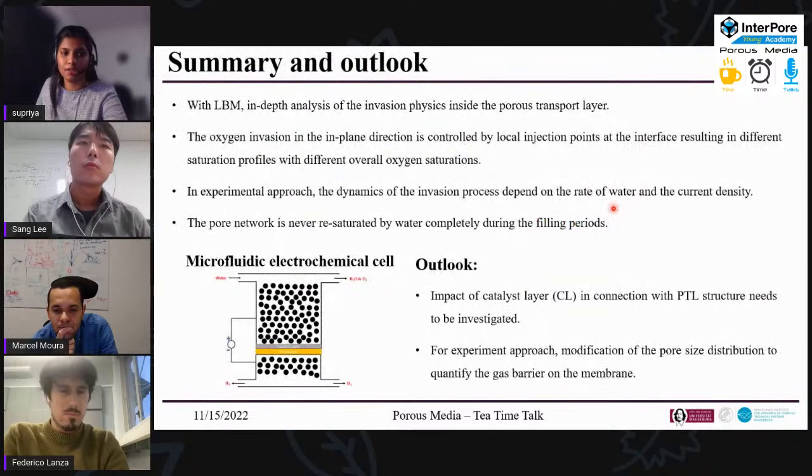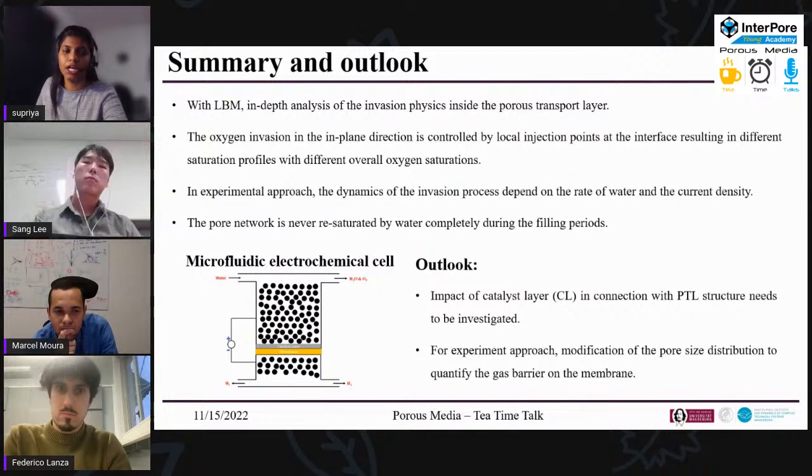With this, I would conclude with a short summary. With LBM, we could have an in-depth analysis of the invasion physics happening in the porous transport layer. We could also say the local injection points may change the saturation profiles across the PTL. And in the experiment, we could see the invasion process and how it depends upon the flow rate of water and the current density. We could also see that the entire porous transport layer or network is not saturated by water, but it keeps the cycle going.